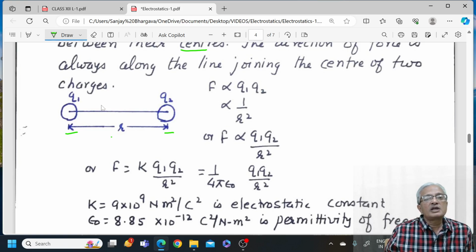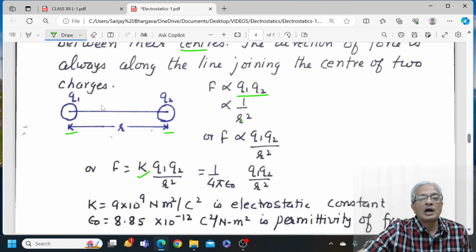Now what does Coulomb's law say? The force is proportional to the product of the magnitude of the charges, so F is proportional to Q1 Q2. It says force is inversely proportional to the square of the distance between their centers. R is the distance between their centers, so force is also proportional to 1 upon r square. Combining the two, I can write force proportional to Q1 Q2 upon r square. To remove the proportionality sign, I require a constant K. So F would be equal to K Q1 Q2 upon r square, which would be equal to 1 upon 4 pi epsilon 0 Q1 Q2 upon r square.